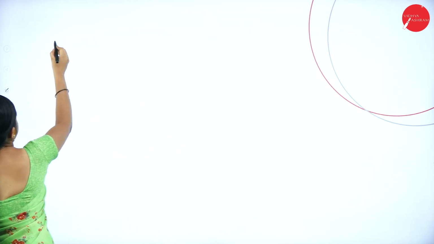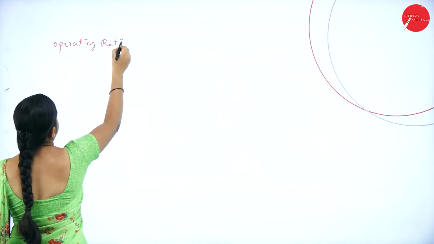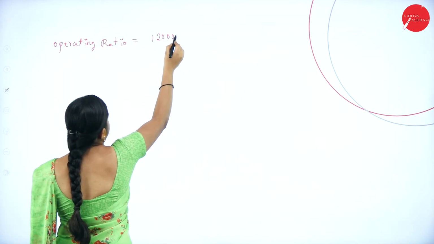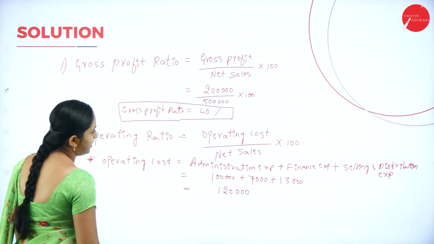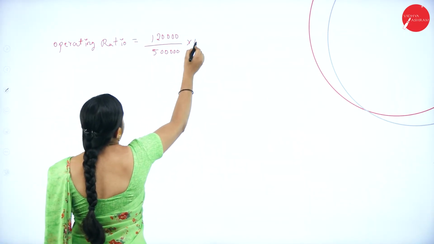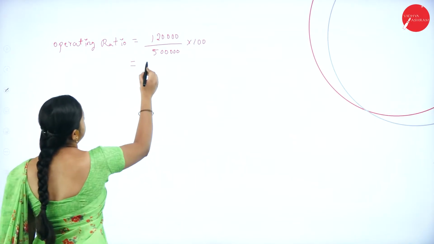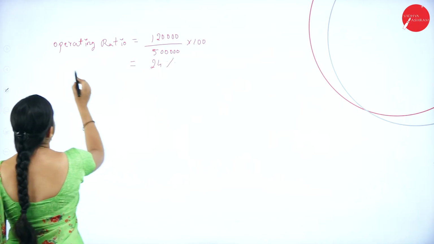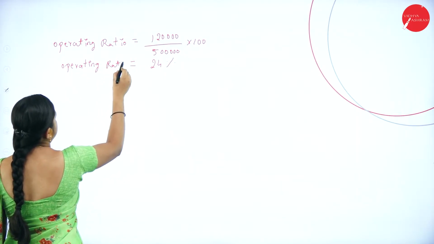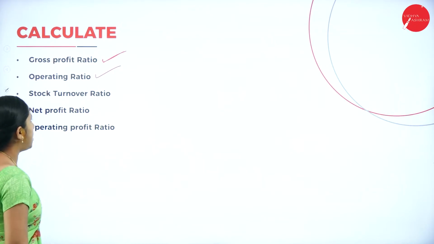Just write down operating ratio is equal to operating cost 1,20,000 divided by net sales rupees 5 lakh, into 100. 1,20,000 divided by 5 lakh into 100 is equal to 24%. 24% is the operating ratio. Operating ratio is equal to 24%.